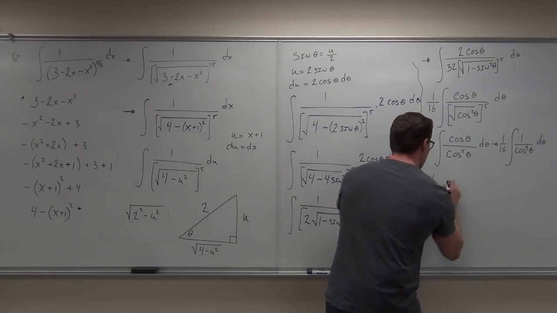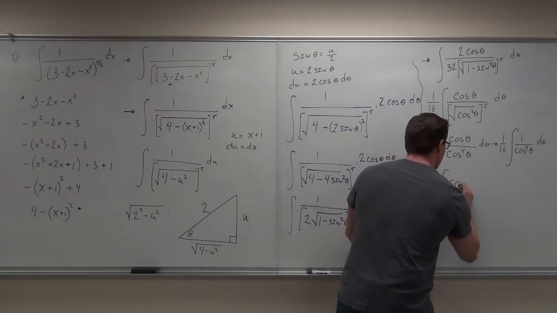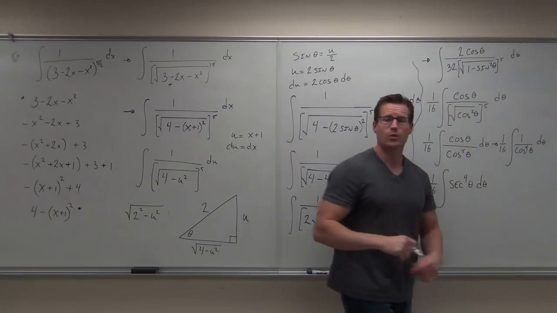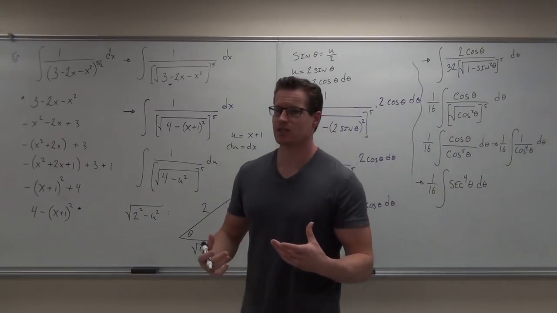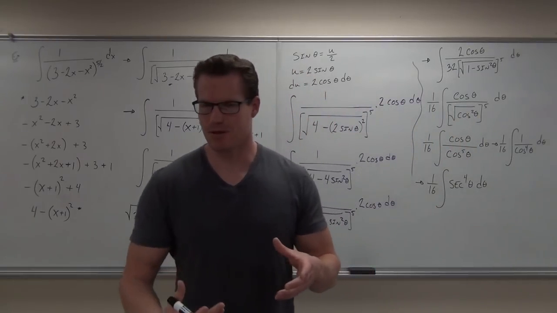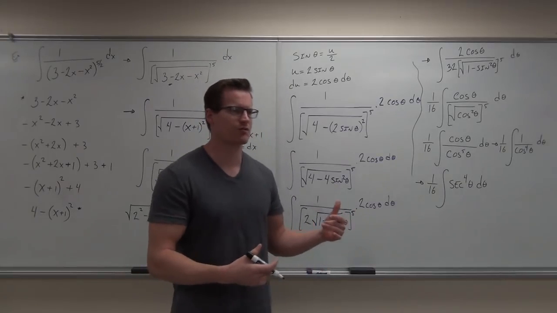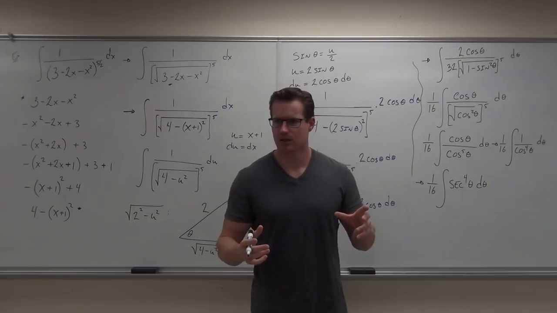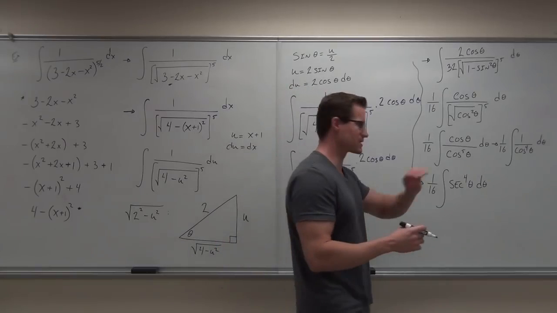So 1/16 integral of, let's talk about this as secant to the 4th theta d theta. And fortunately for us, we know what to do when we have secant to the 4th power, when secant is even. Think back to your trig, to your last section. What do you do when secant is even? Break it up to a secant squared. That's right. So we're going to take a secant squared out of there.